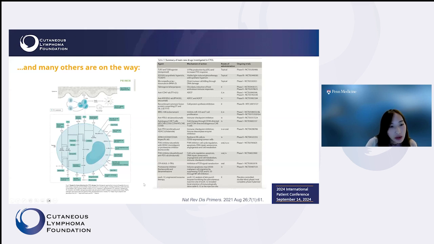So this paper is from 2021, and this is just a list of the many clinical trials for cutaneous T-cell lymphoma that were in process 3 years ago, and now there's even more than this. So this should tell you that new treatments are definitely on the way, and we are actively working on finding better treatments for CTCL patients.